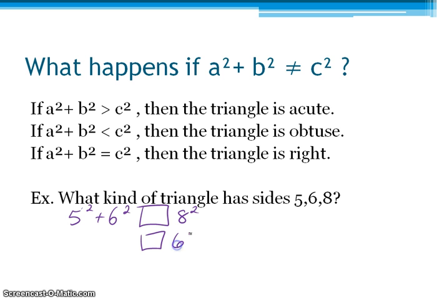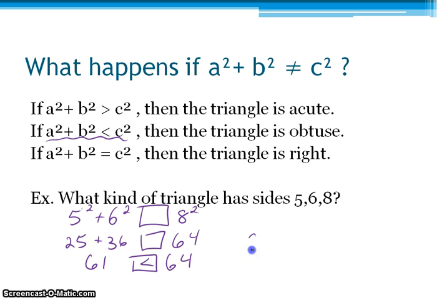So 8 squared I know is 64. 5 squared is 25. 6 squared is 36. When I add 25 and 36, I get 61. So if I compare that to 64, well, my a squared plus b squared is less than c squared. So I know, since that falls into this category, my triangle must be obtuse.